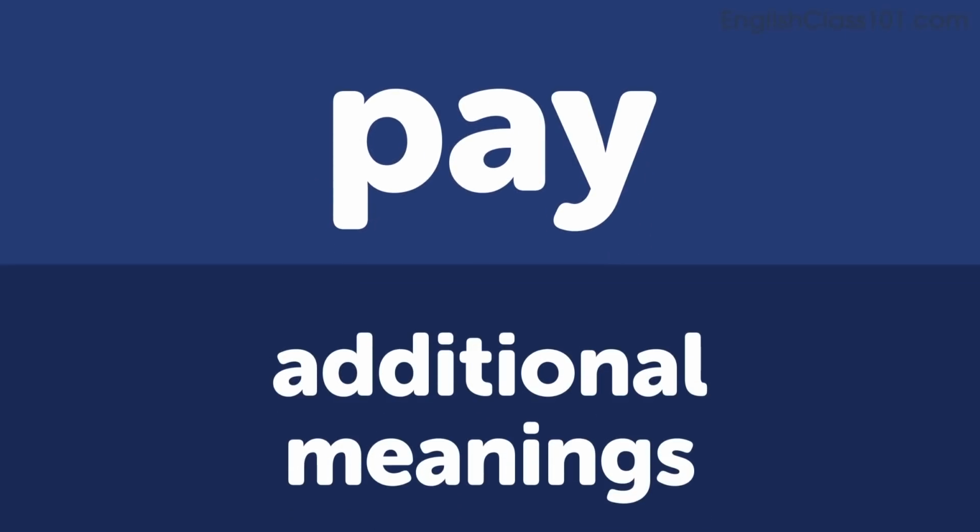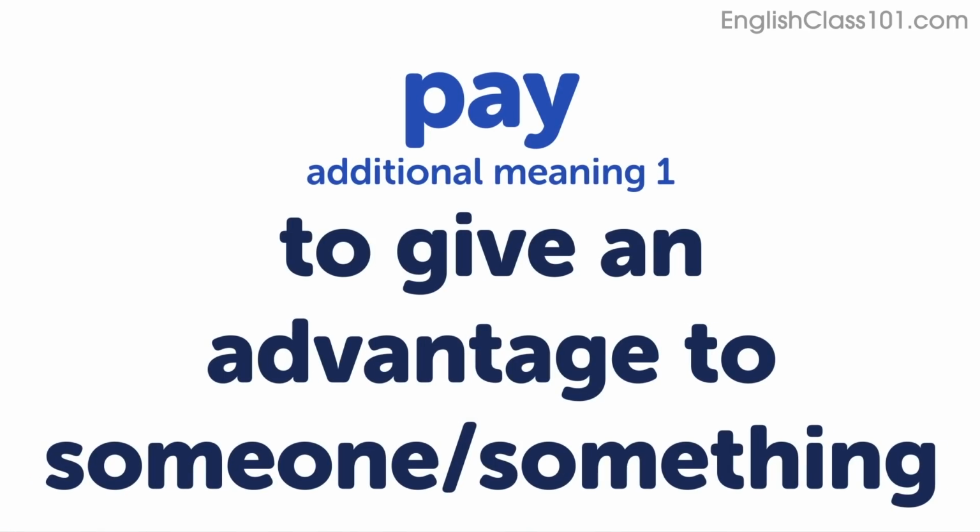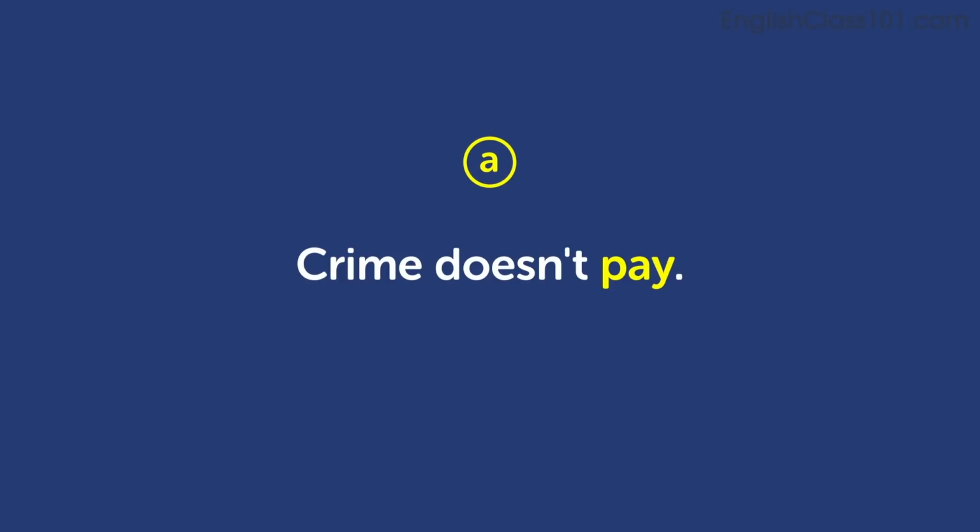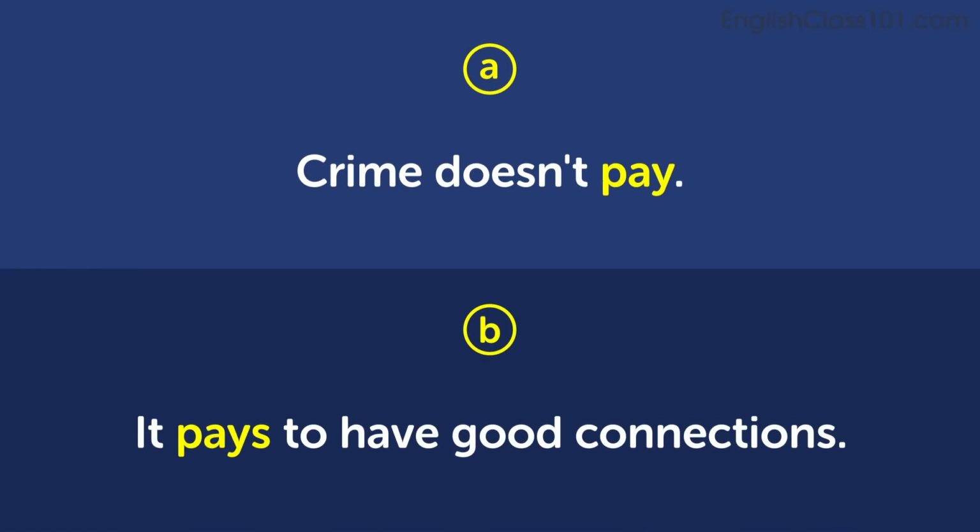Now let's look at some additional meanings for this verb. First, meaning number one is to give an advantage to someone or something. Let's look at some examples. Crime doesn't pay. It pays to have good connections.